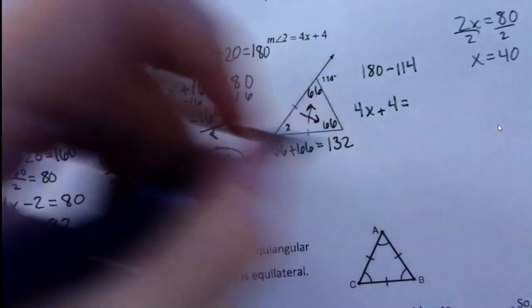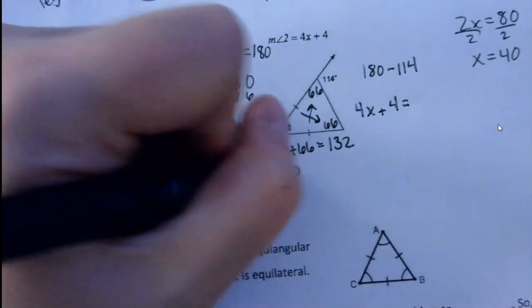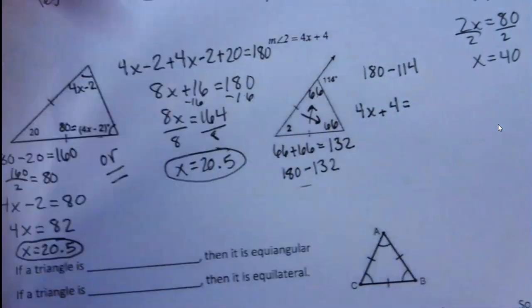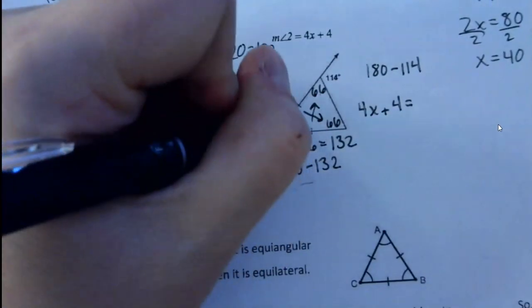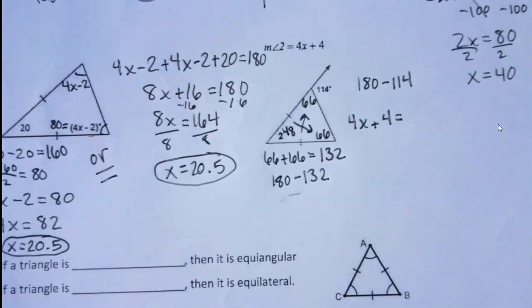So 132 is what these two angles are added together. Subtract 132 from 180, and I think it's 48, if I'm doing it in my head correctly. You get 48 degrees. So great, this is 48, but that's not our final answer. This one's kind of a tricky question the way it's laid out.